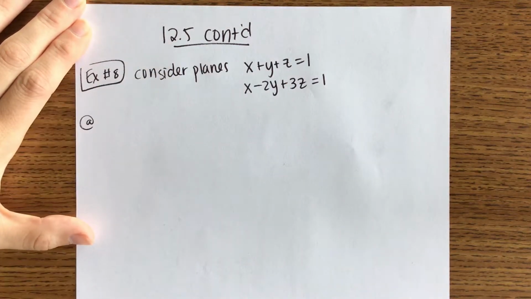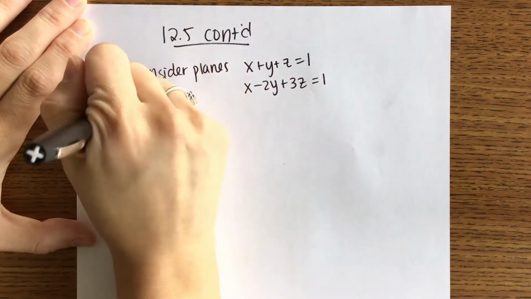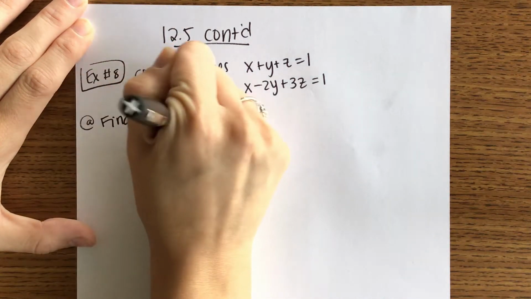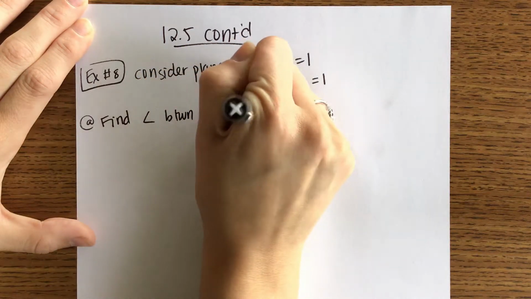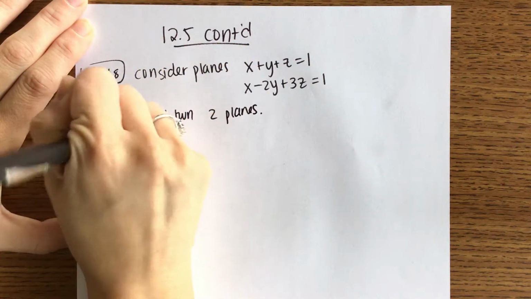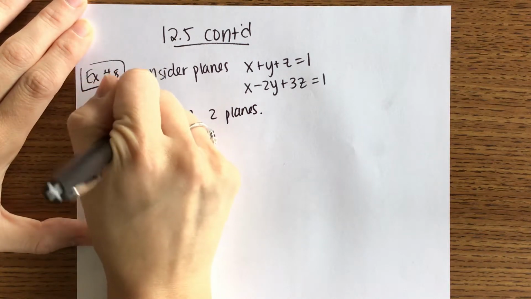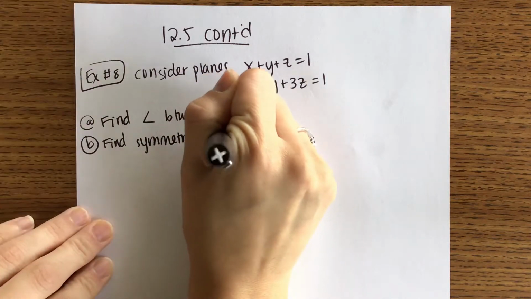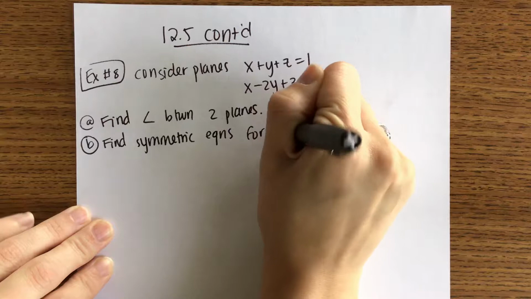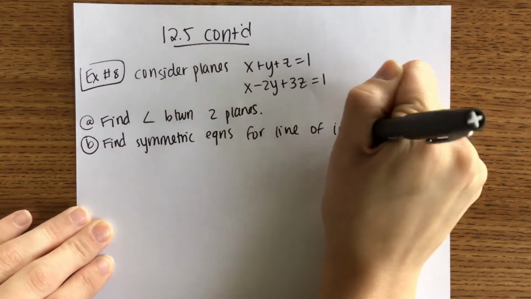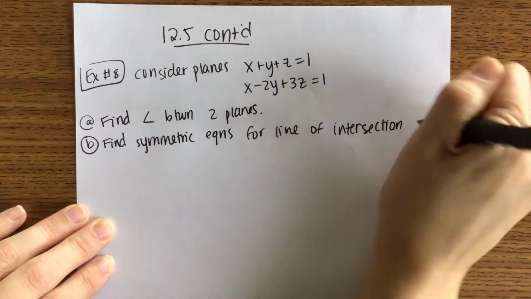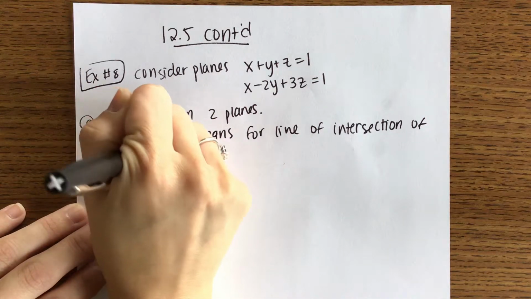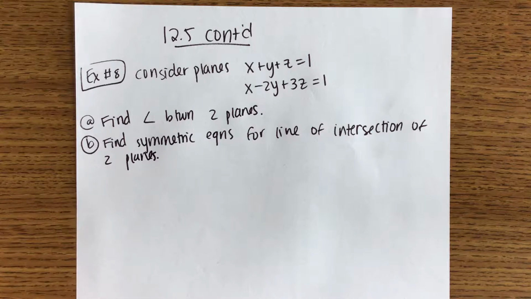We are going to find two pieces of information. First, we are going to find the angle between the two planes. And the second thing that we are going to do is find symmetric equations for the line of intersection of the two planes. So we can tell right away our planes are not parallel. That means that they have to intersect. The only way that two planes are going to intersect is in a line.